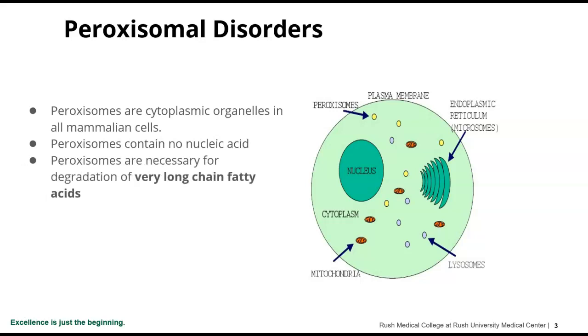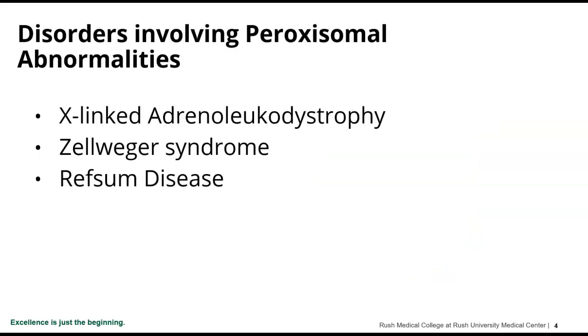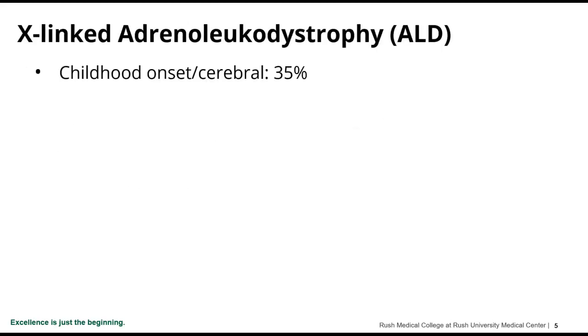And their job is to break down very long-chain fatty acids into smaller pieces that can be used in the mitochondria, basically. They also synthesize a chemical known as a plasmalogen that's important in brain and heart function. So disorders resulting from abnormalities in peroxisomes include X-linked adrenoleukodystrophy, Zellweger syndrome, and Refsum's disease.